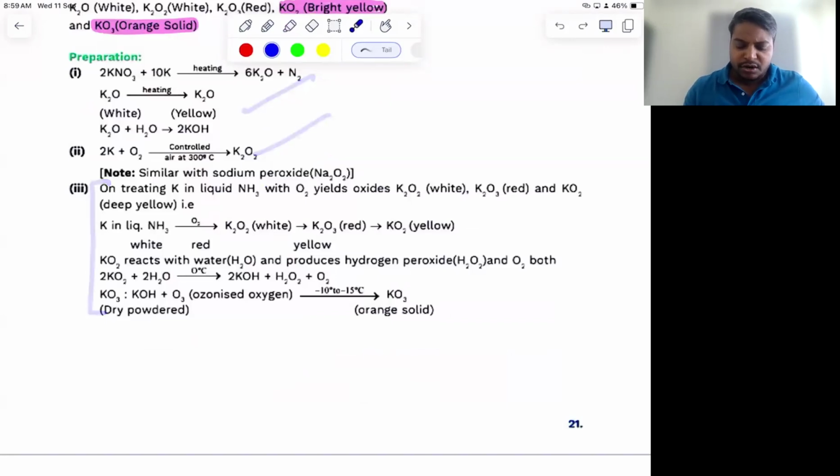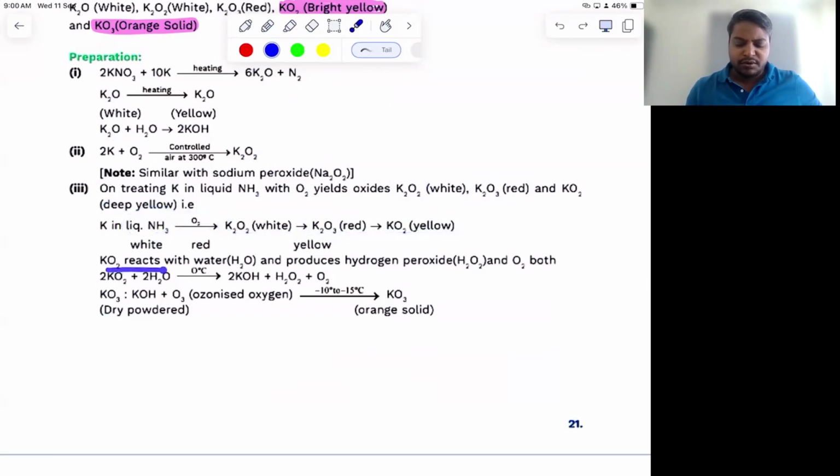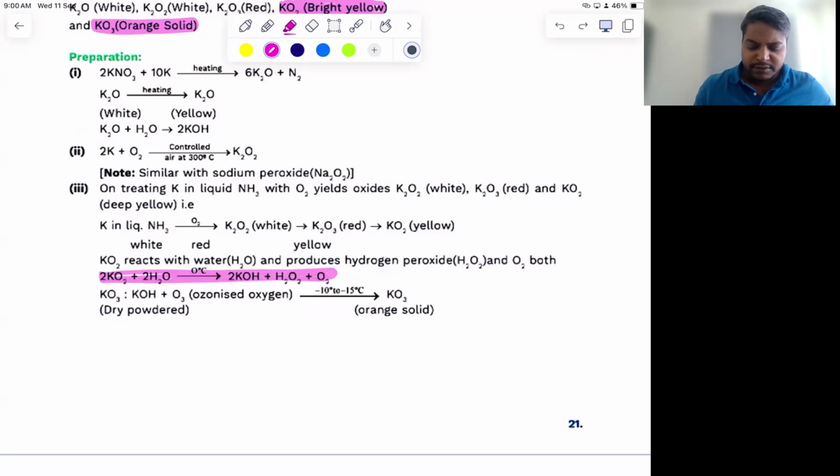Check. Treating potassium in liquid ammonia with O2 yields K2O2, K2O3, and KO2. So when you use liquid ammonia and add O2 into it, you will get this variety of oxides. KO2 reacts with water and produces hydrogen peroxide and O2. This has been a very, very important reaction. So remember, as you add it to water, we get H2O2 as well as O2.